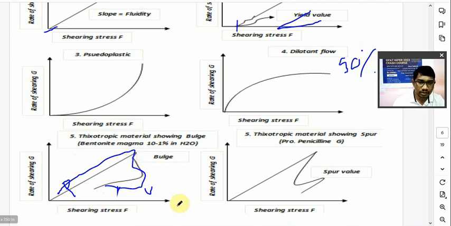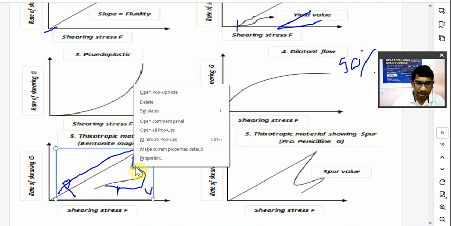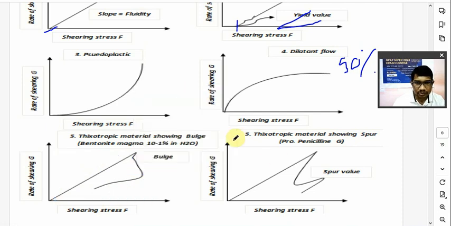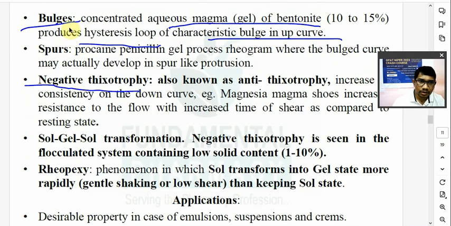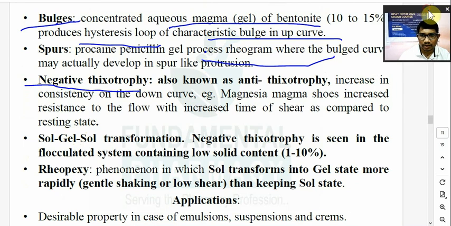Okay, bulge. Now bulge and spur both are shown by thixotropic material. So bentonite magma will show bulge, and procaine penicillin will show spur. Now spur means procaine penicillin gel will possess a rheogram where the bulge curve may actually develop in a spur-like position. मतलब ये 2-3 बार bulging, रिकवरी होता है, that is poor.